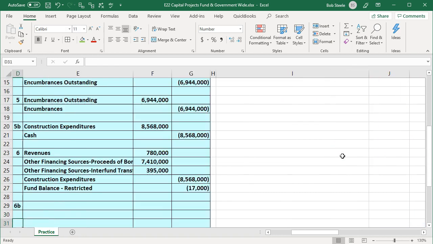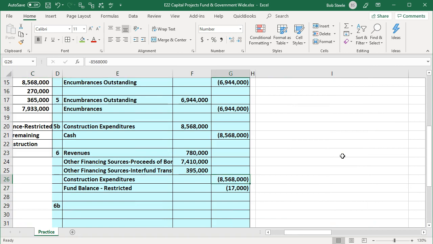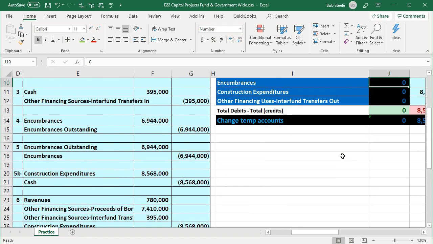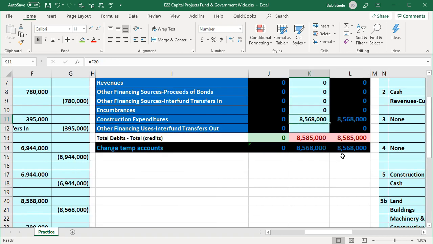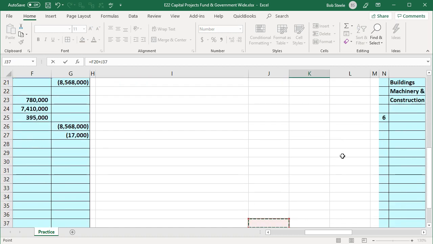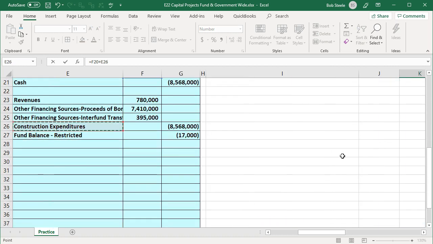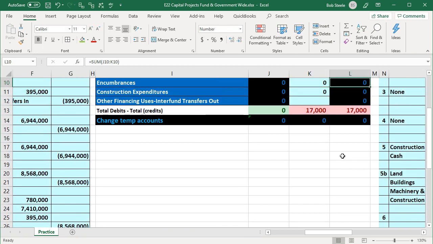Next, we have the construction expenditures. There's the construction expenditures. Scrolling back up, we're going to pick up the construction expenditures in K10, F2 plus F2, scrolling back down, construction expenditures. That brings it down to 0.